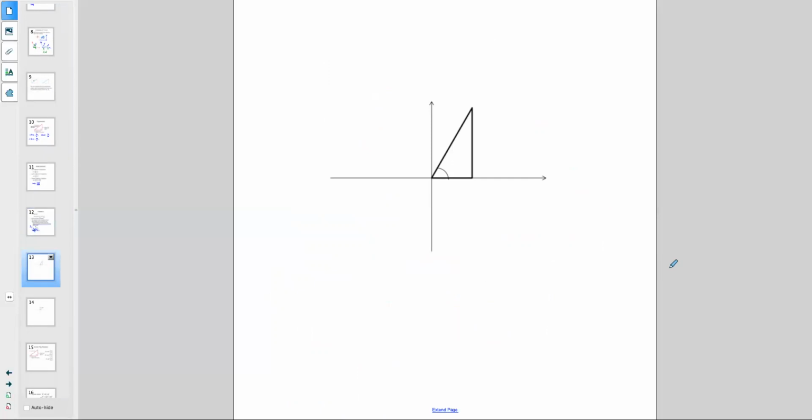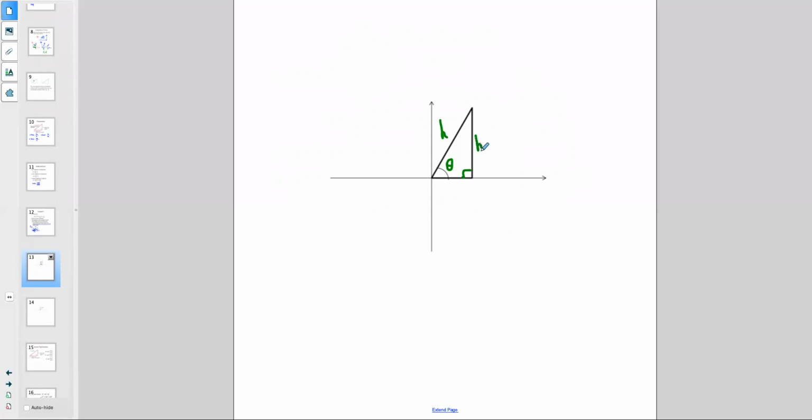As I said, it is important to identify the hypotenuse, so it is important to identify where the right angle is. It's right there, okay? So that is the right angle. And this is angle theta. So this is theta. So that means this is h.